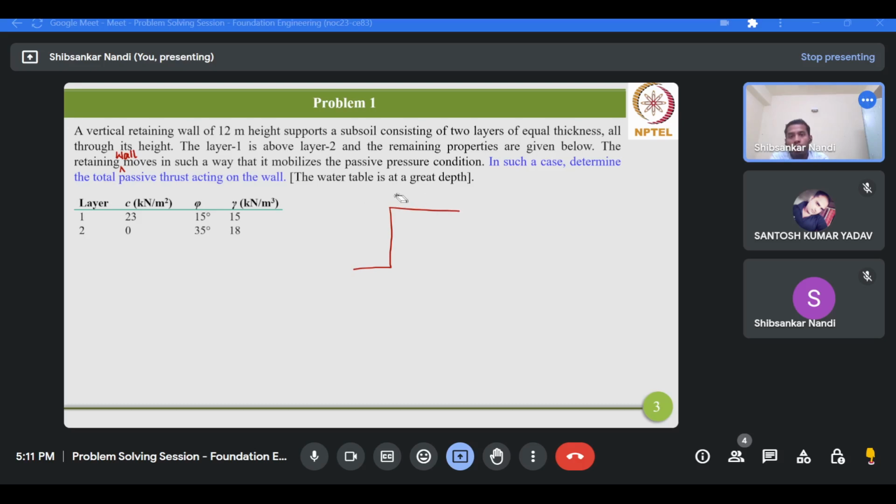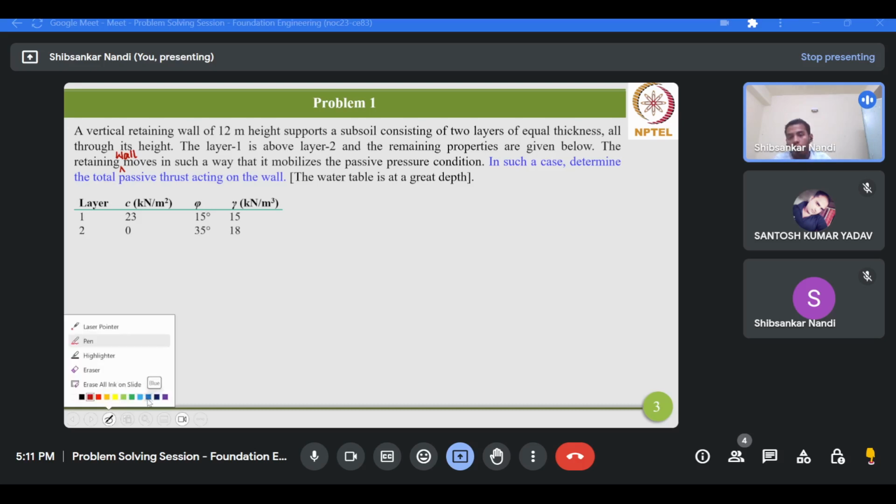So it's clearly mentioned in the problem that the retaining wall moves in such a way that it mobilizes the passive pressure condition. In such a case, determine the total passive thrust acting on the wall. In addition, it's mentioned that the water table is at a great depth, so there is no effect of water table on the earth pressure distribution.